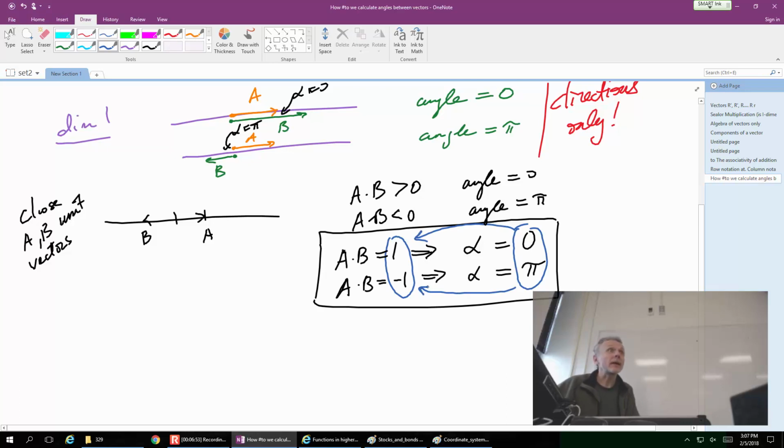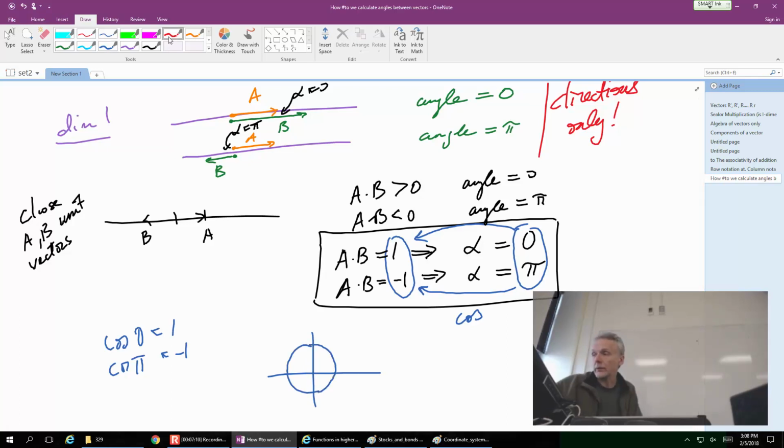It's cosine. Cosine of 0 is 1. Cosine of pi is negative 1. Right? So in case you don't remember, I plot that unit circle, and then I have only two options, either this. So this is 0, and the projection on the x-axis will be 1, right? So this is 1.